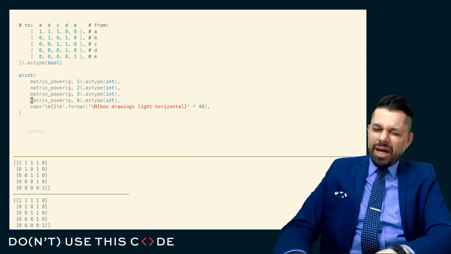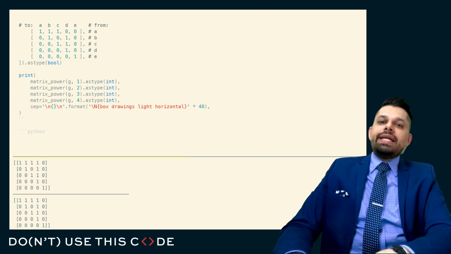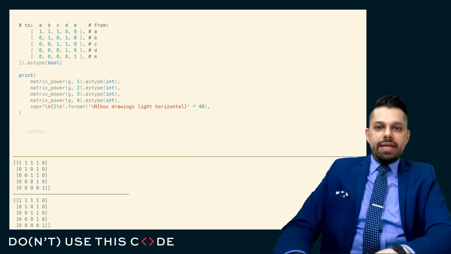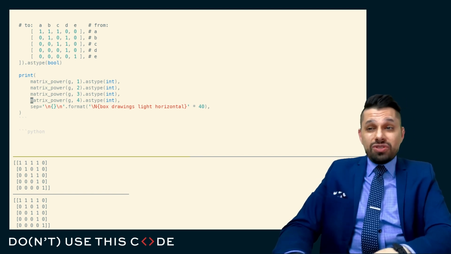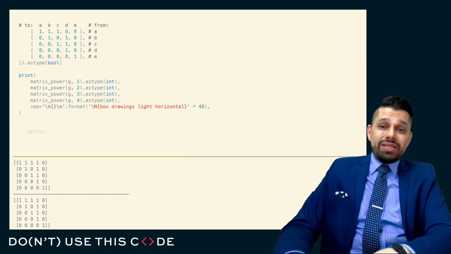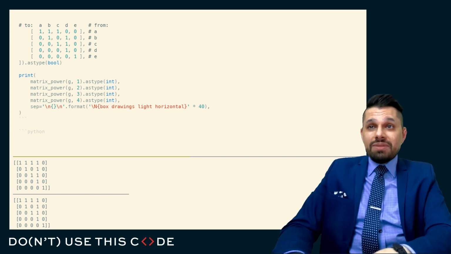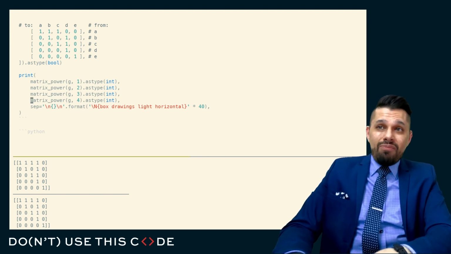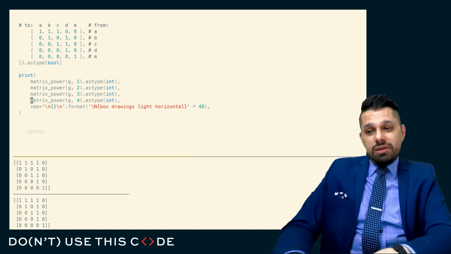But one of the problems with this is it is very memory intensive, because if I have 1,000 nodes, then I need a matrix that is 1,000 by 1,000 in size. And one of the things you can see from this structure is it's mostly zeros.